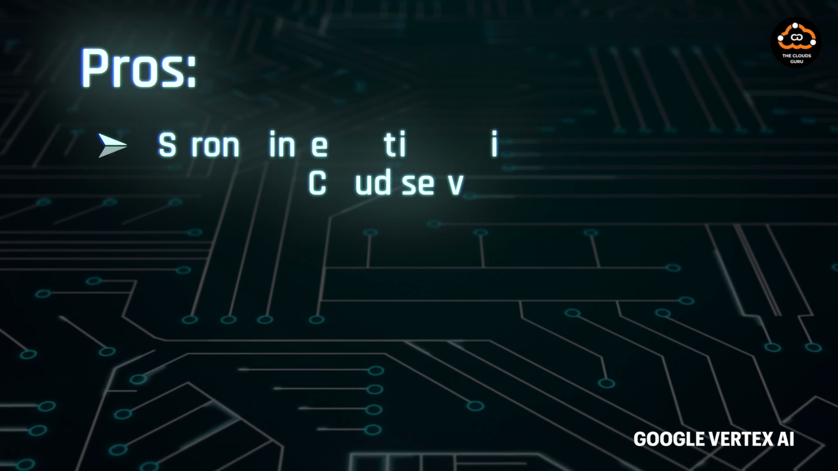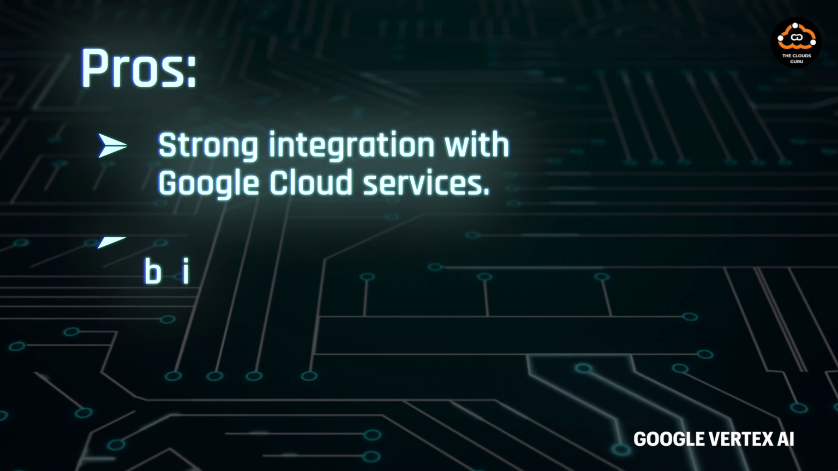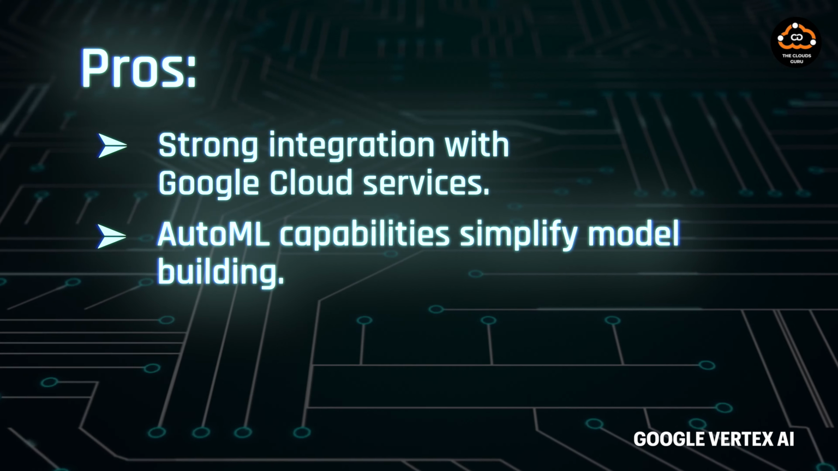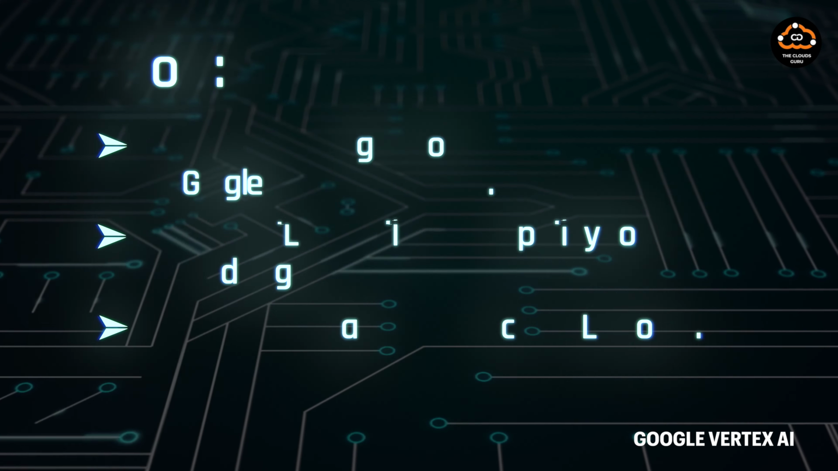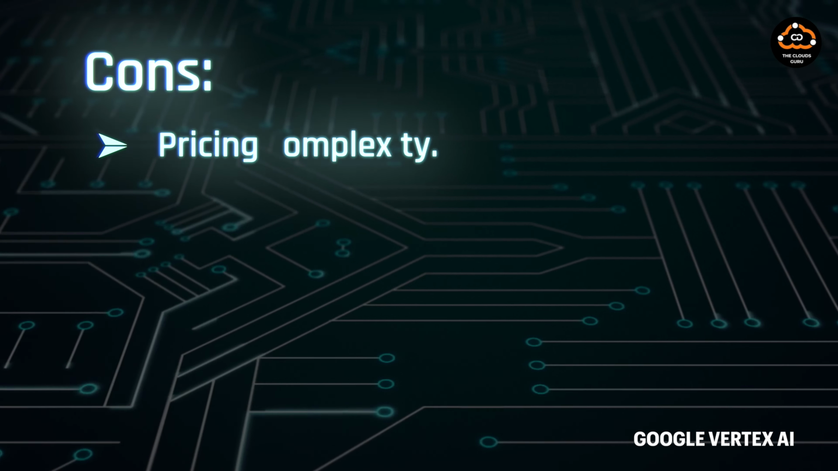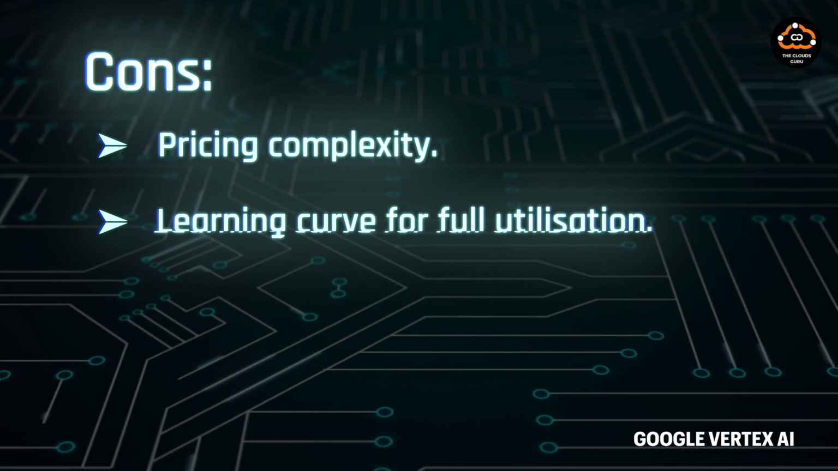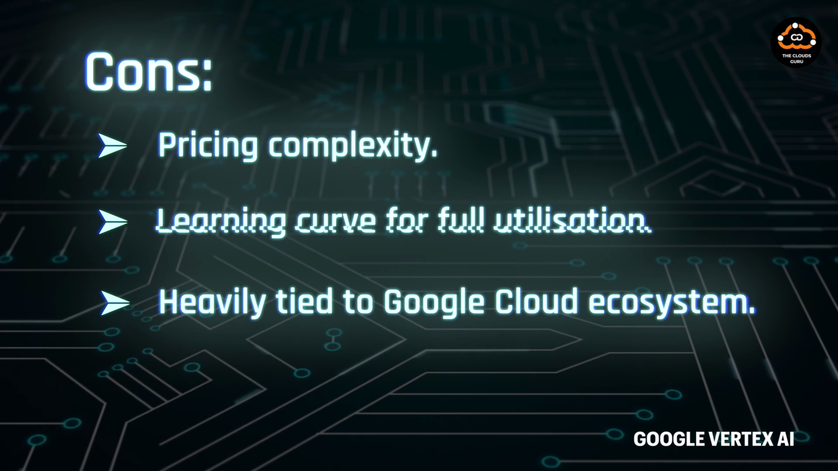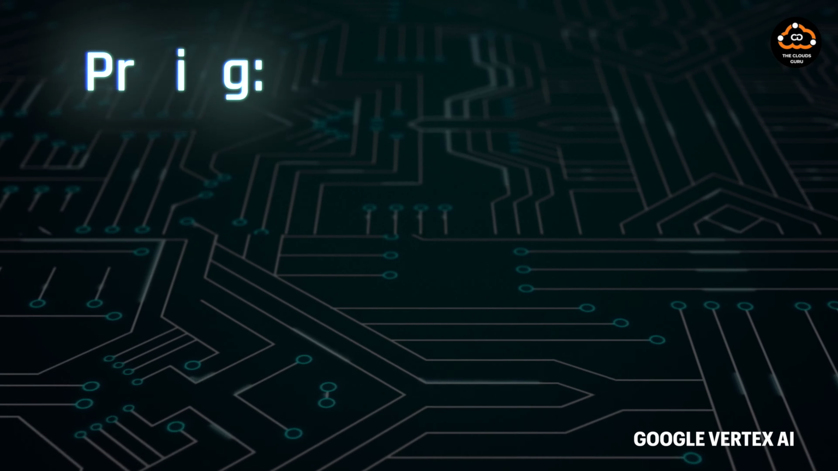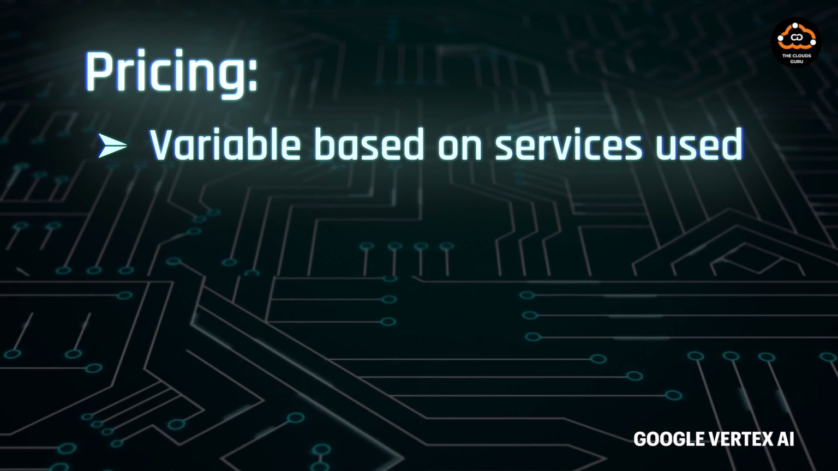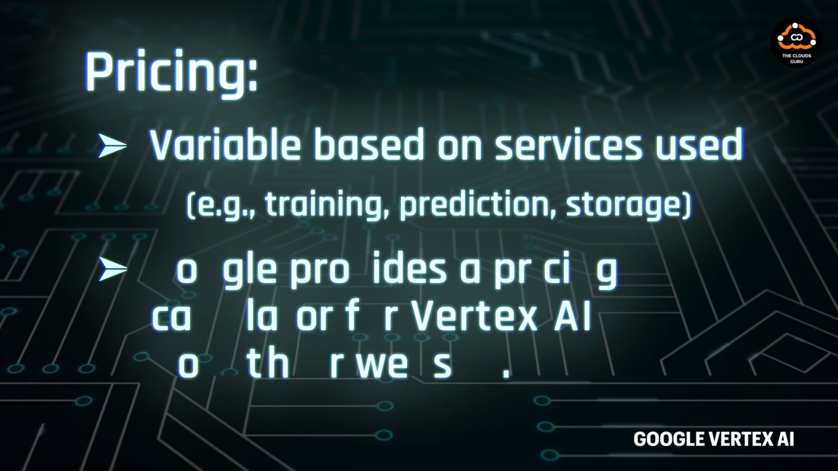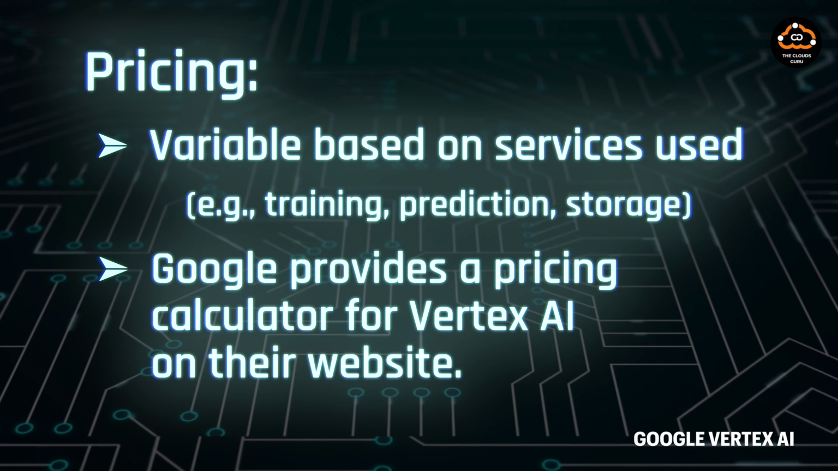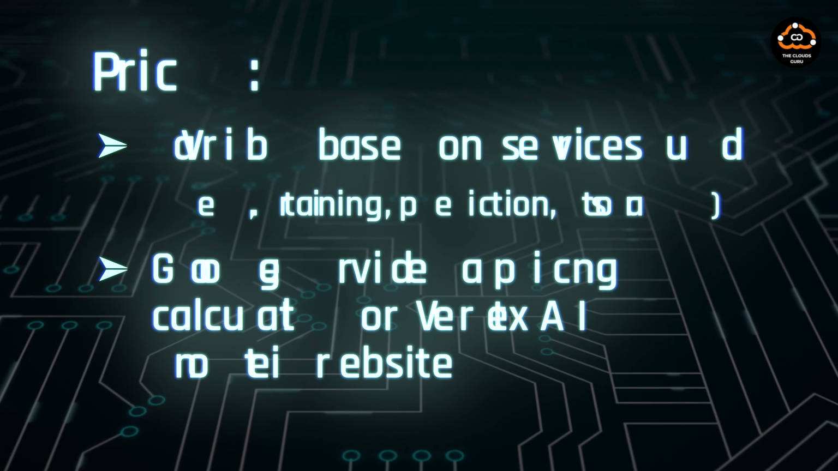Pros: strong integration with Google Cloud services, AutoML capabilities simplify model building, and scalability and advanced ML tools. Cons: pricing complexity, learning curve for full utilization, and heavily tied to Google Cloud ecosystem. Pricing: variable based on services used, for example, training, prediction, storage. Google provides a pricing calculator for Vertex AI on their website.